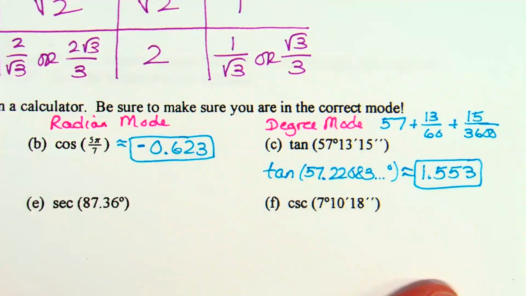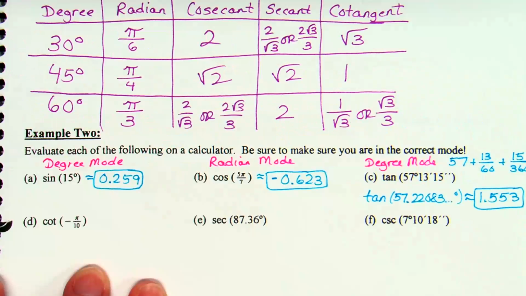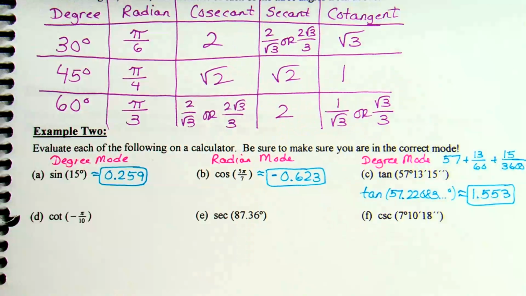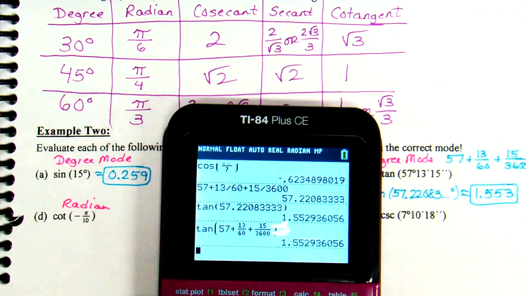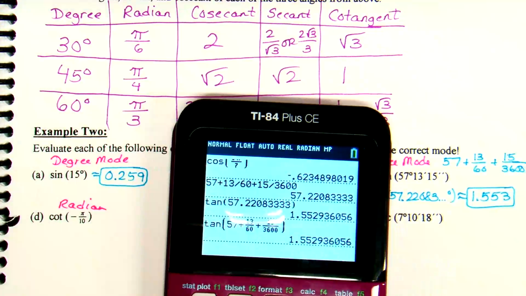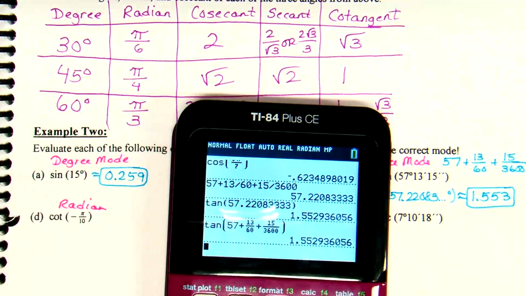Set up like this on purpose. What's the first thing you notice about this cotangent problem? First of all, you need to go to radian mode. So mode, radian. I can just hit clear and it gets me out of there. Now, cotangent. Do you have a cotangent button? No. But it's the reciprocal of tangent.